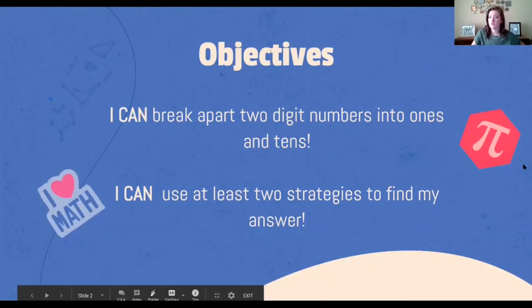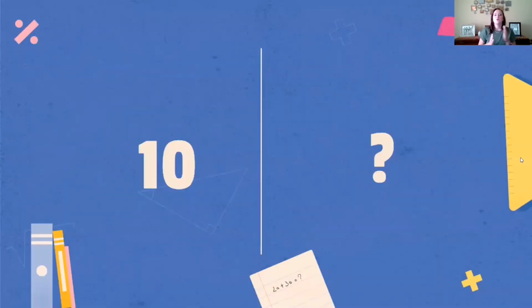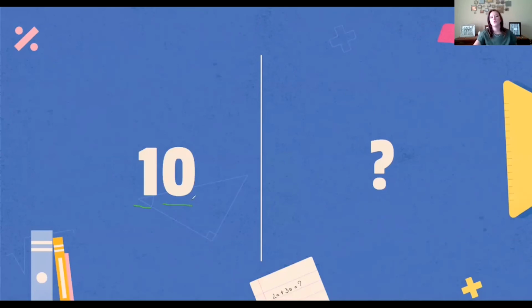All right, so let's do the first one together. So it's going to look something like this. I'm going to flip my screen. So right here we have 10. Then we have a question mark on the right-hand side of it. So what I'm going to be asking you is how can we break apart 10 into tens and ones? So if we look, let me pull up my marker. If we look right here, we have two-digit numbers, 1 and 0. And each of these numbers represent either a tens place or a ones place.